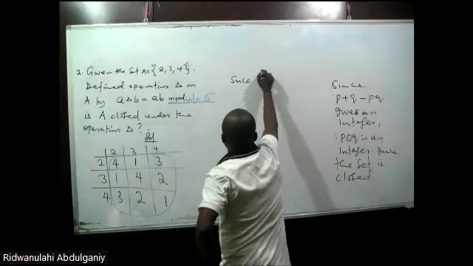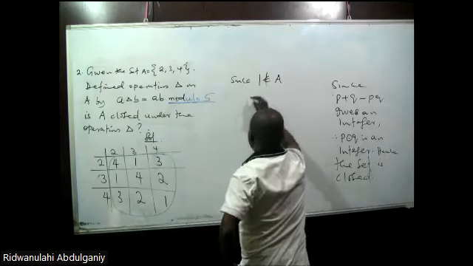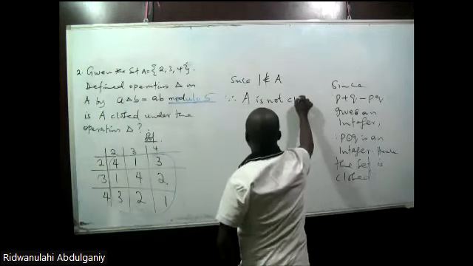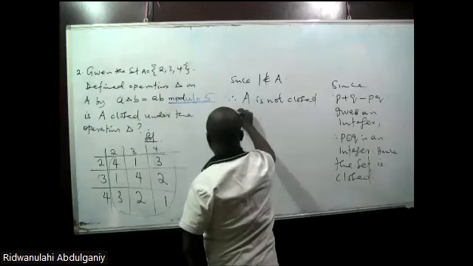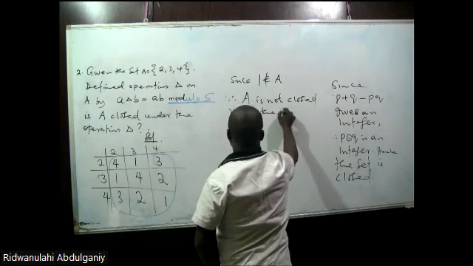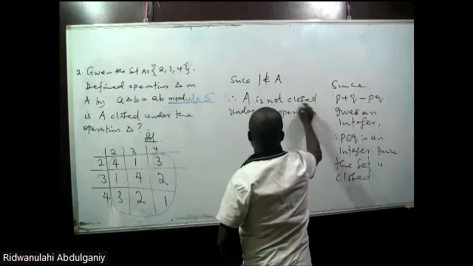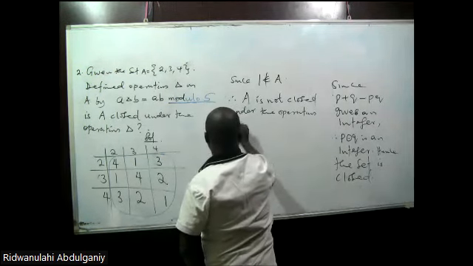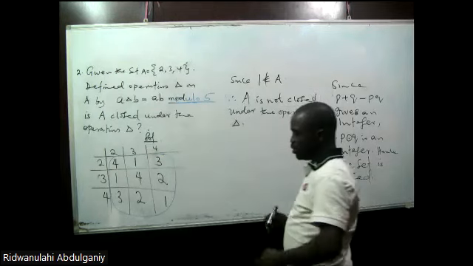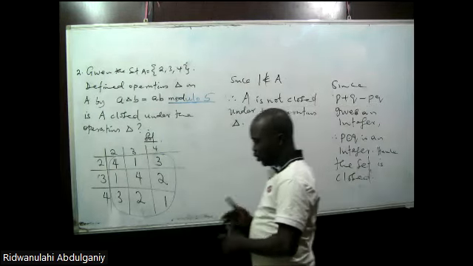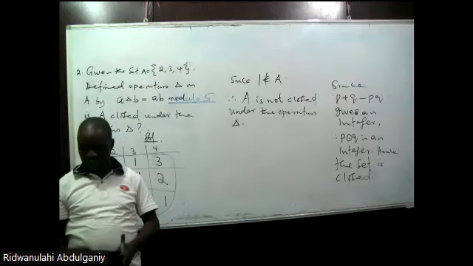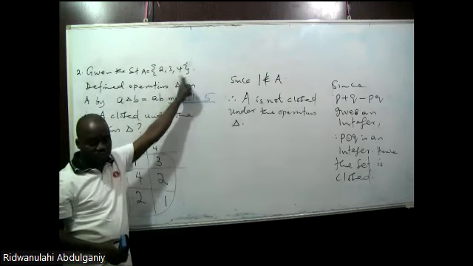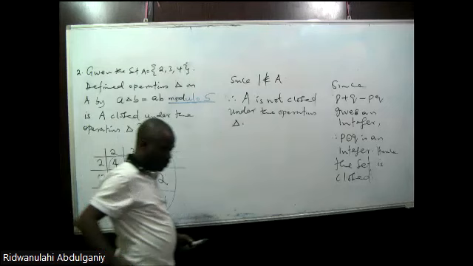Since 1 is not a member of A, therefore, A is not what? Is not closed under the operation. Operation star. Sorry, triangle. Full stop. Let me stop there as far as closure property is concerned so that we don't waste much time. It's not closed because there's an element in the result that is not in the set. And that element is 1. Let's get to commutative.